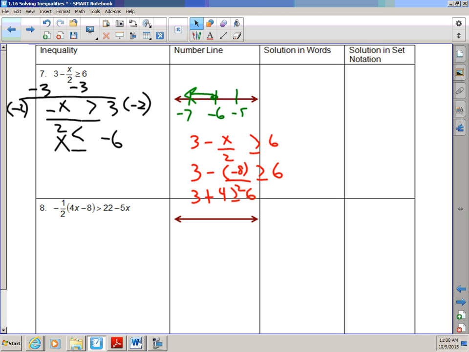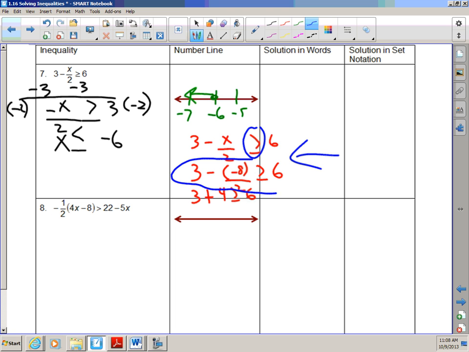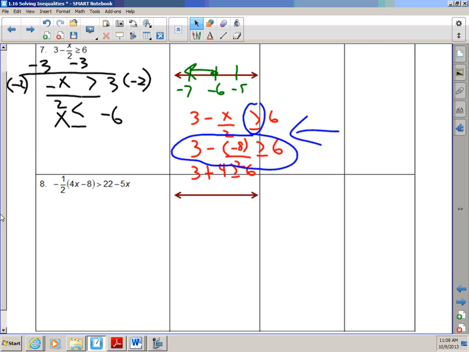Remember, when you check your answer, like I'm doing over here, you always substitute into the original inequality. And you do not reverse this when you're checking your answer, because your answer, when checking, is all numerical. You're just checking if that's a correct numerical statement. All right? Number 8.